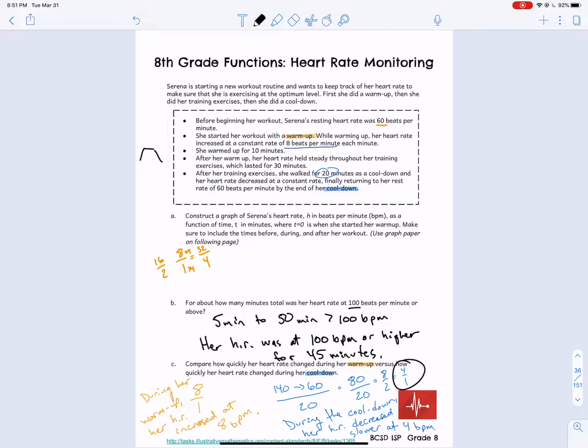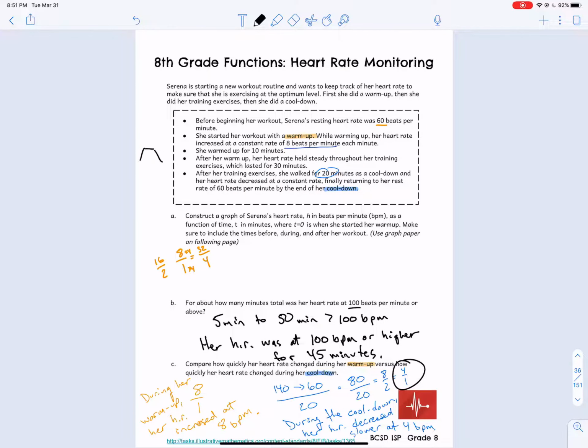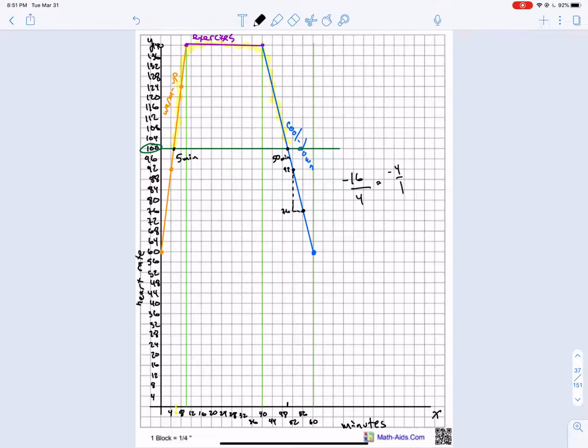Okay, so that's it. I mean, it took a while, right? But it included a lot of things that we've learned this year. Slope, qualitative graphs, graphing in general, looking at a graph, figuring out slope, comparing. This is it. If you can do all of this, you are set for Algebra 1.